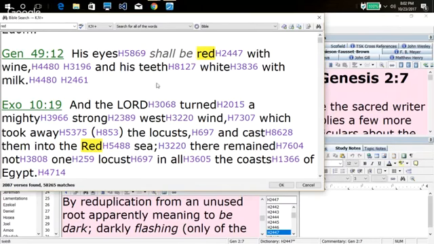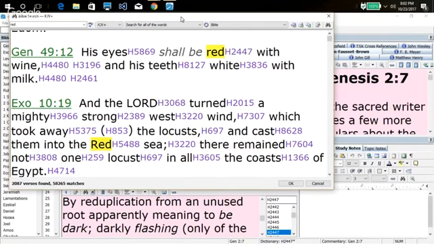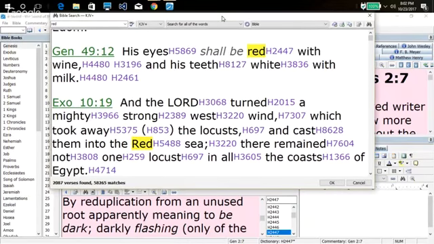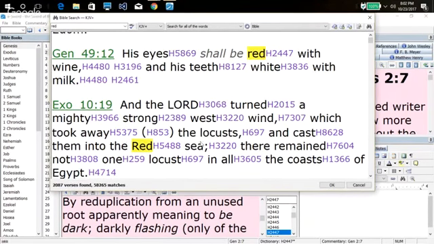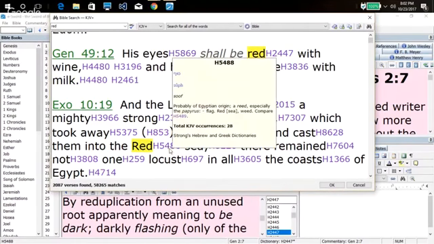There's something profound right here. And the Lord turned a mighty strong west wind, which took away the locusts and cast them into the Red Sea. Now this word right here is profound because a lot of people don't really know what this word is talking about. This word actually doesn't say red at all. This word is suf. It says probably from Egyptian origin, a reed. A reed is a lot different from a red.